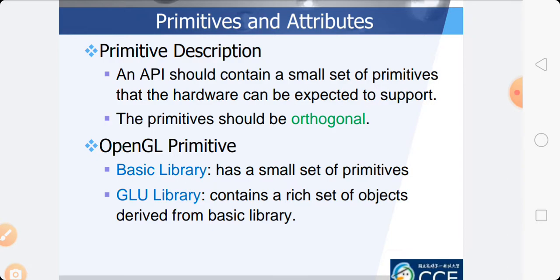OpenGL primitive has two libraries, that is the basic library and the GLU library. The basic library provides a small set of primitives, but the GLU library contains a rich set of objects derived from the basic library, and we can use the set of objects from this library to draw computer graphics objects.